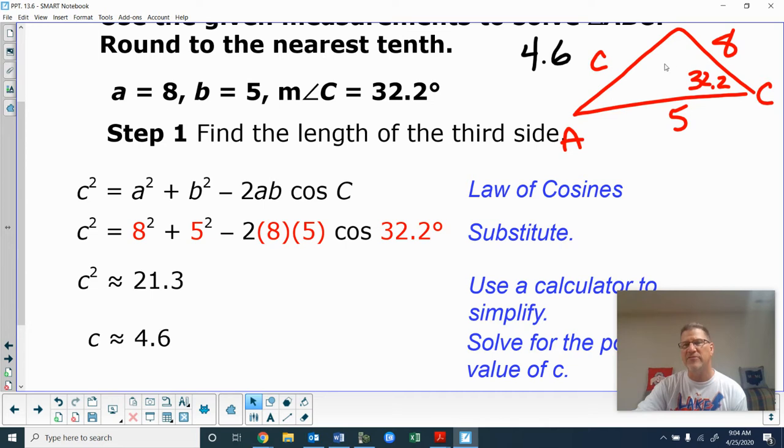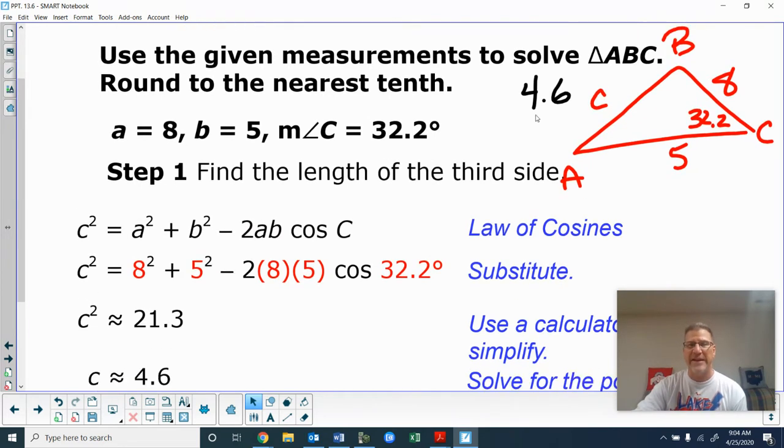We have to find the other two angles. Remember, there's three answers to these. When we're solving a triangle, we need to know all six answers, the three sides and the three angles. So now we use the law of sines. We're not going to use the law of cosines again. We're going to use the law of sines to figure out one of these two angles, and then once I know the second angle, I'm just going to add the two angles and subtract from 180 to get the third angle.